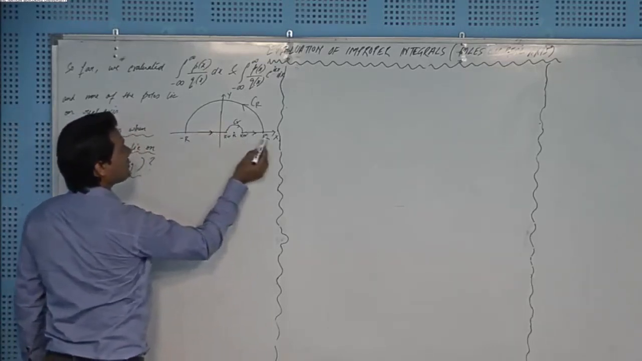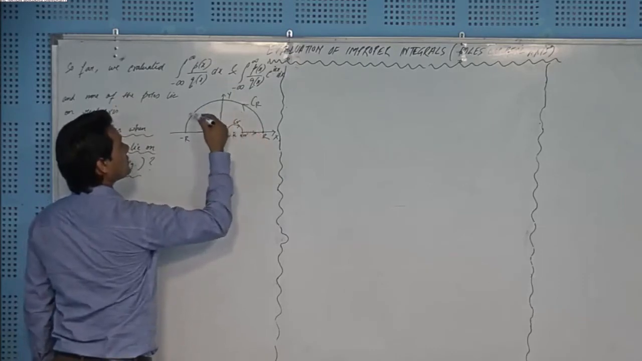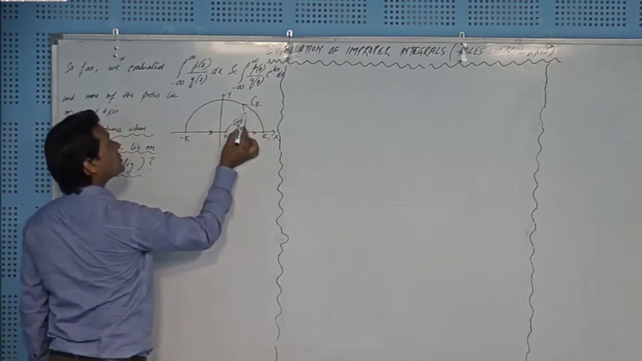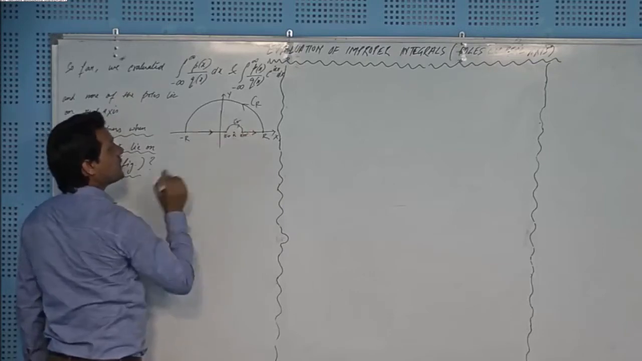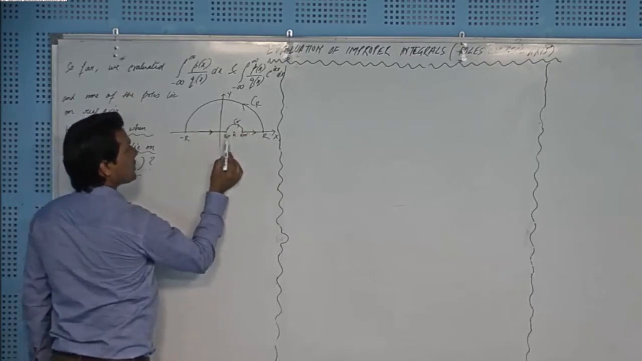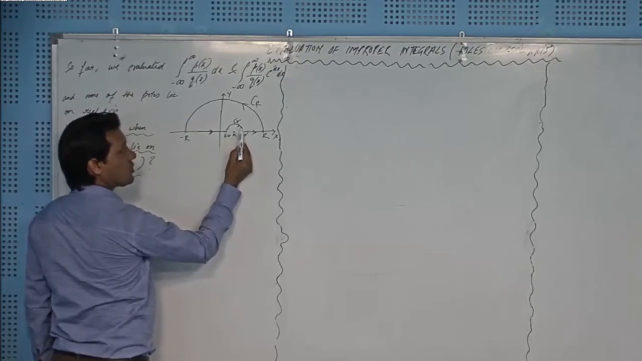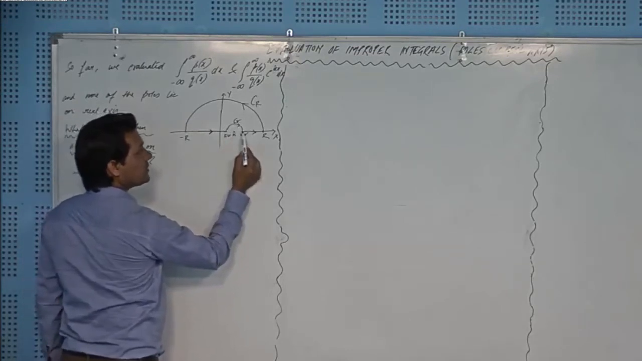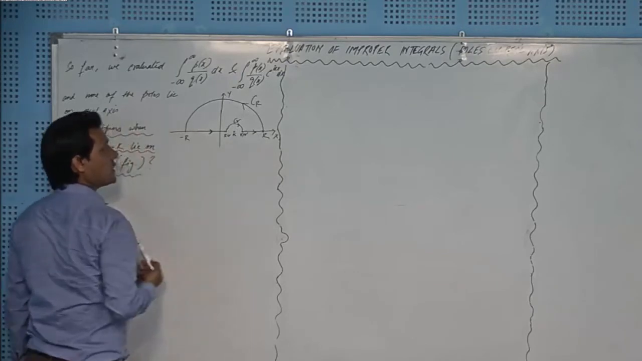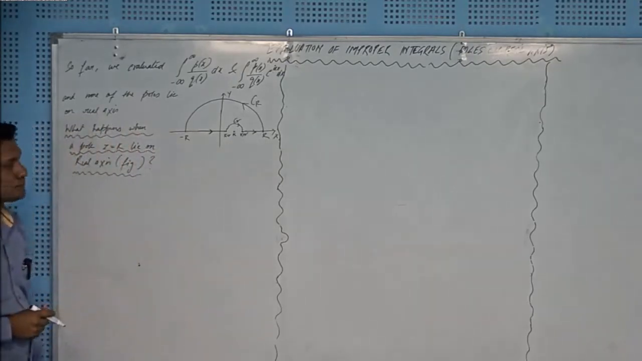First I will start from here, the big semicircular arc, big enough to enclose all the poles that lie in this region. And then minus R to k minus r, this is the real interval, and then the semicircular arc in the clockwise direction, small c r, and then k plus r to R on the real axis. So this will be our contour.